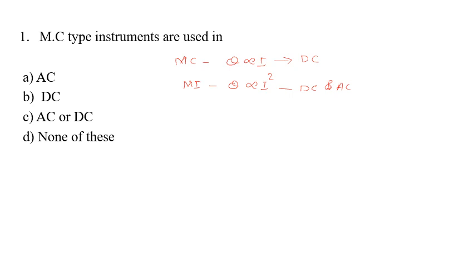Dynamometer type instruments can also be used for the measurement of DC as well as AC. So the answer to this question is that MC type instruments are used in DC measurement. So we can eliminate options A, C and D.